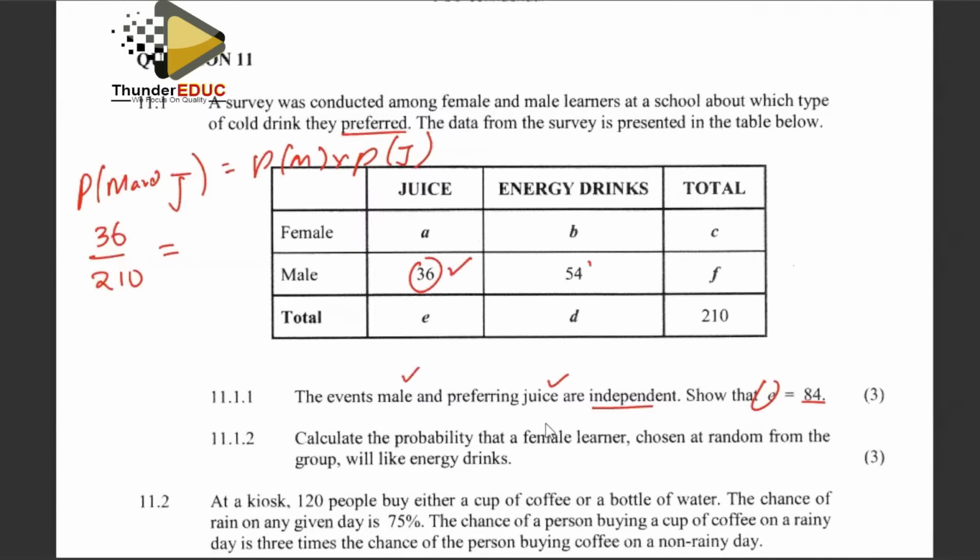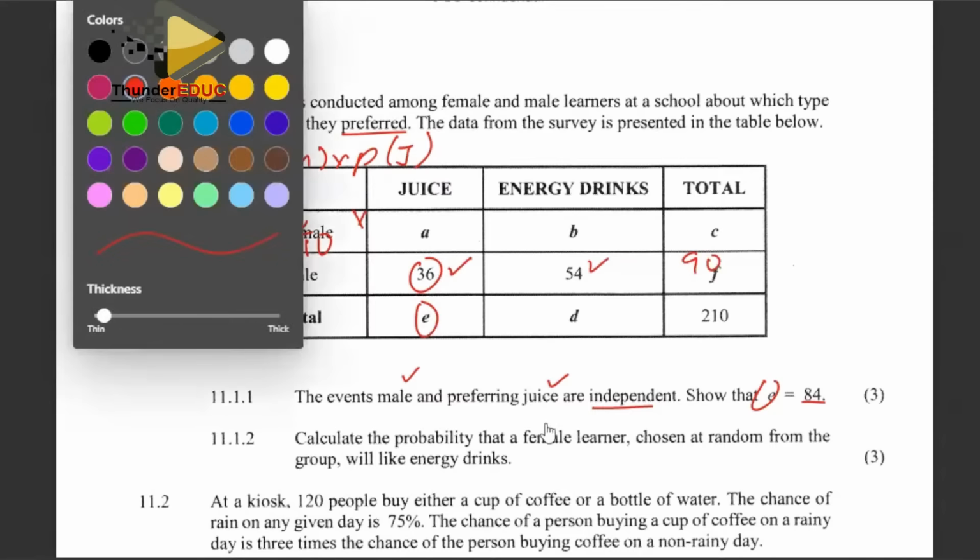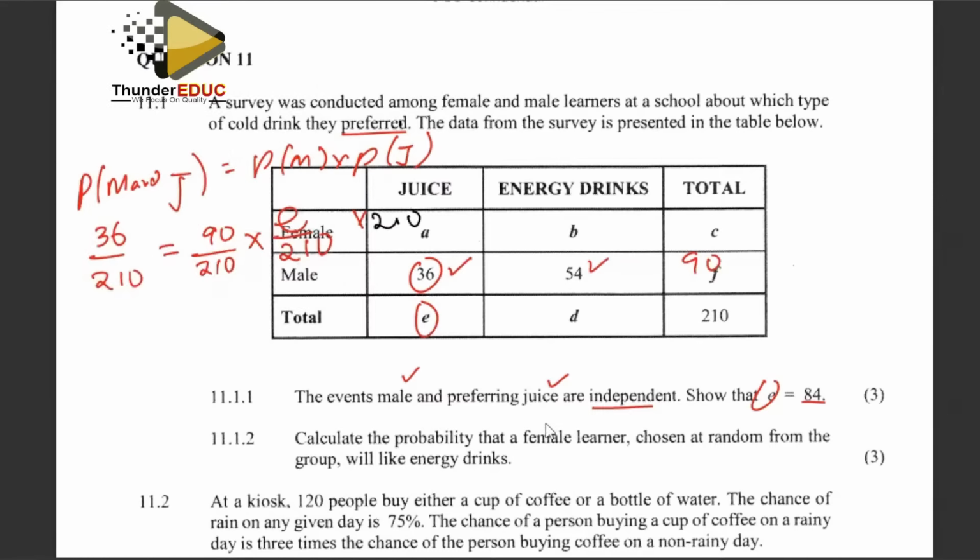We know that 36 plus 54 gives us 90. That's going to be 90 over 210 times how many people enjoy juice? Do we know the numbers? Not really. So we're not sure of the numbers, so we're going to say E over 210. Since 210 is common everywhere, you can multiply through by 210, on this side and on that side too. So the 210 cancels the 210, and this 210 cancels the other 210.